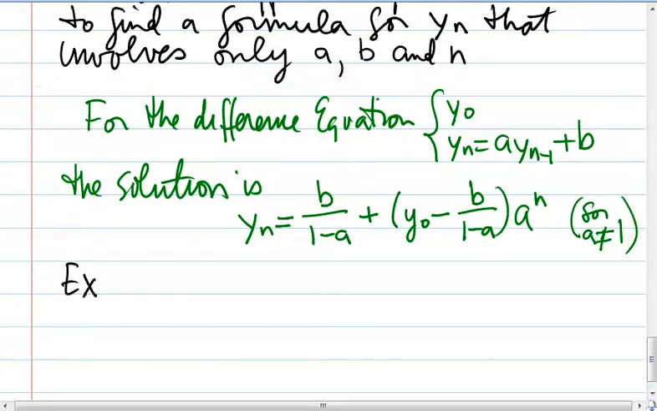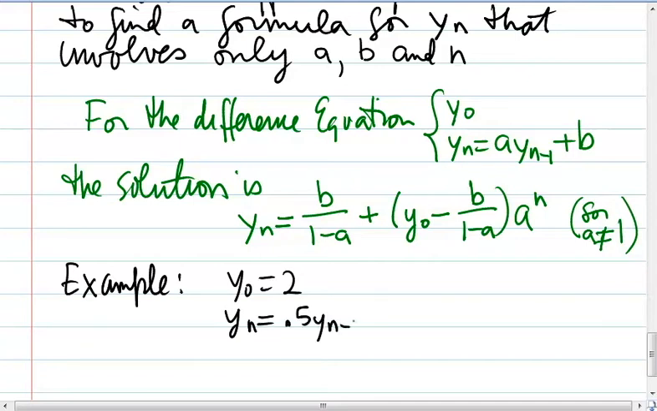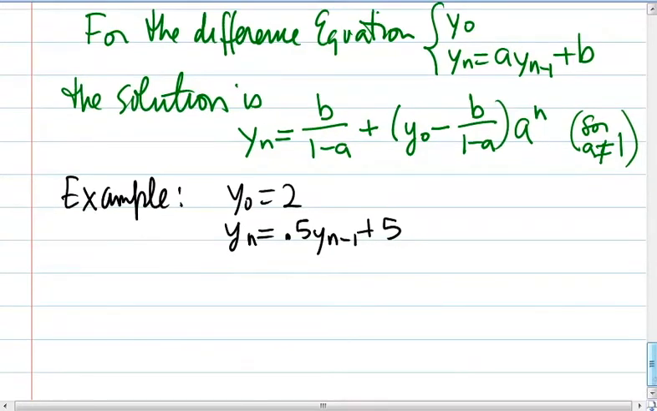So let's take a look at the first example that we looked at. y0 is 2, yn equals 0.5 yn minus 1 plus 5, and we'll see how to find the solution for this difference equation and use it to find yn for large n. So let me jot down those terms from the previous calculations. We had these terms.